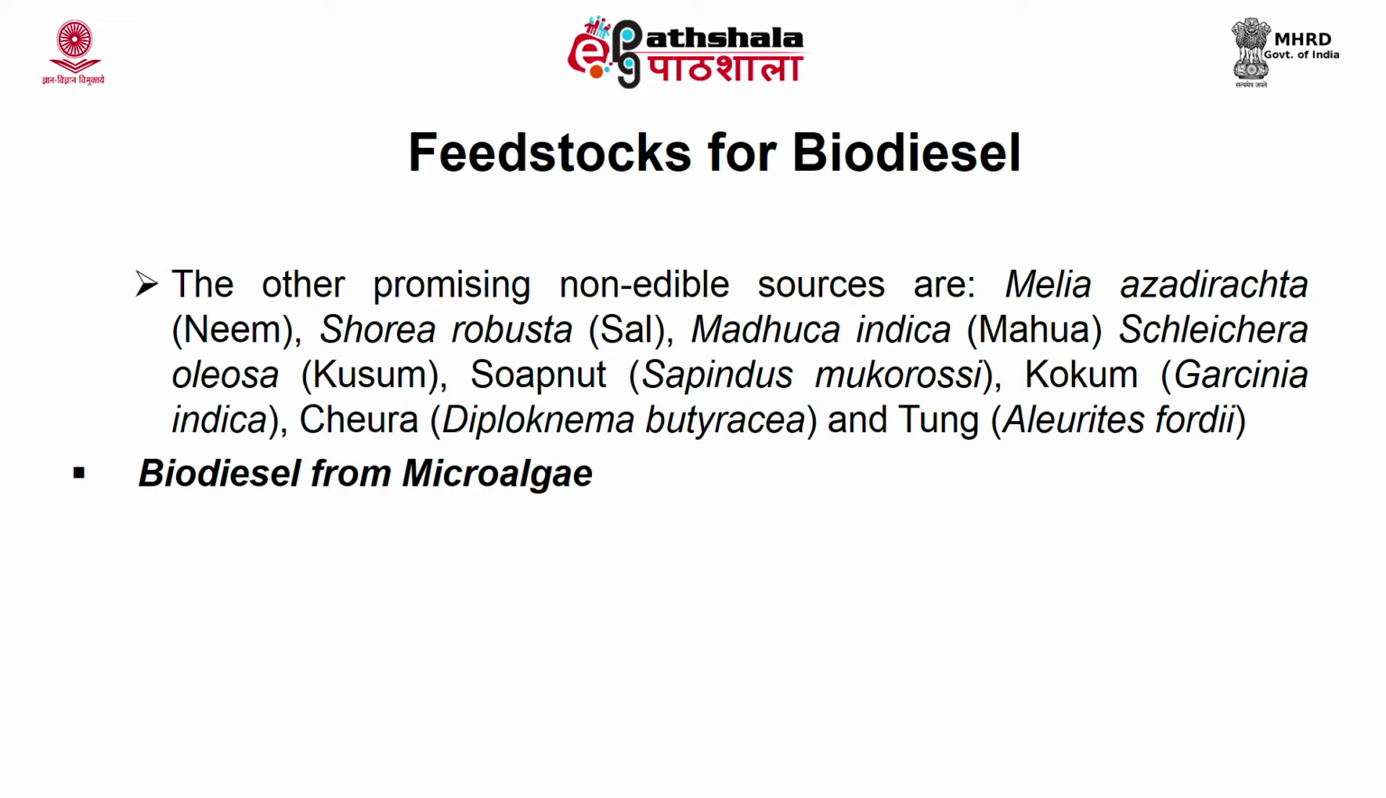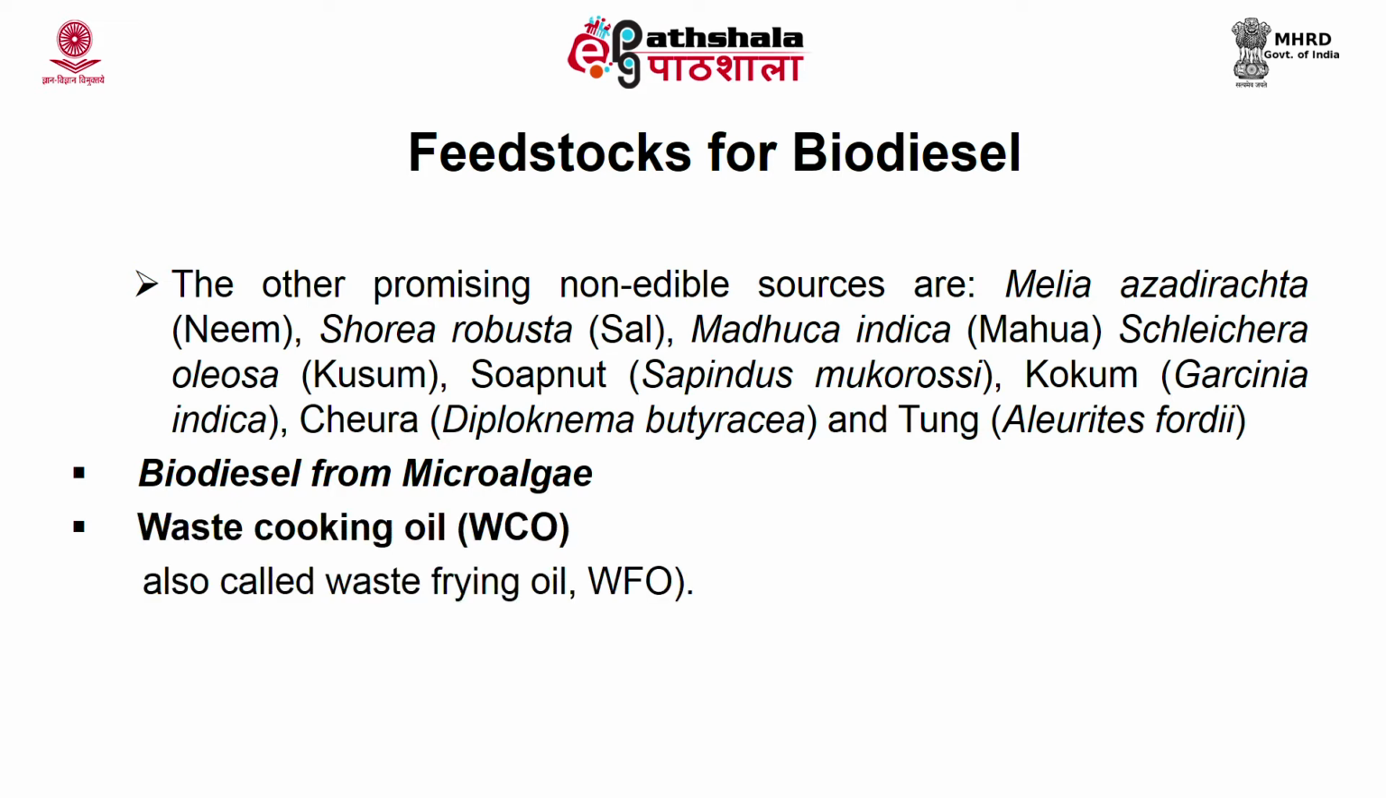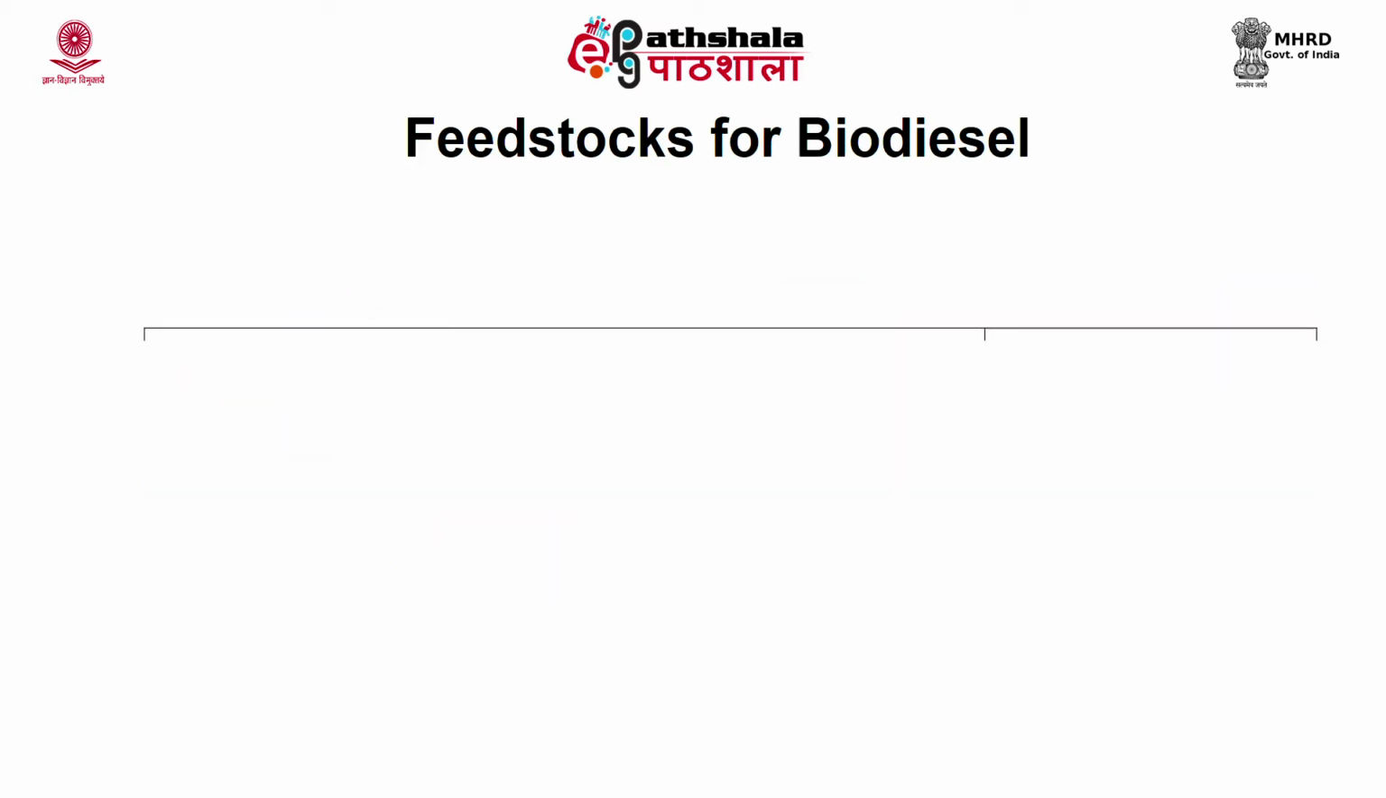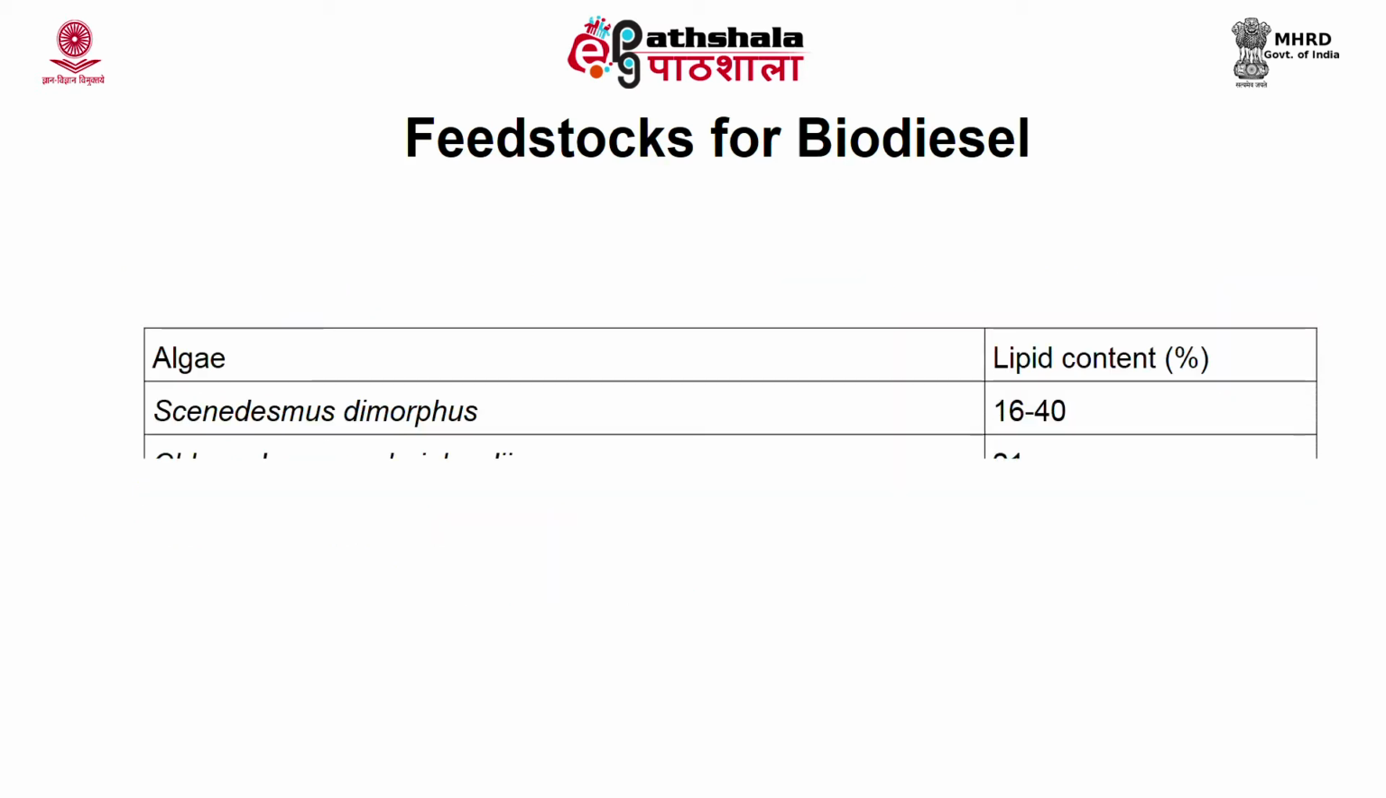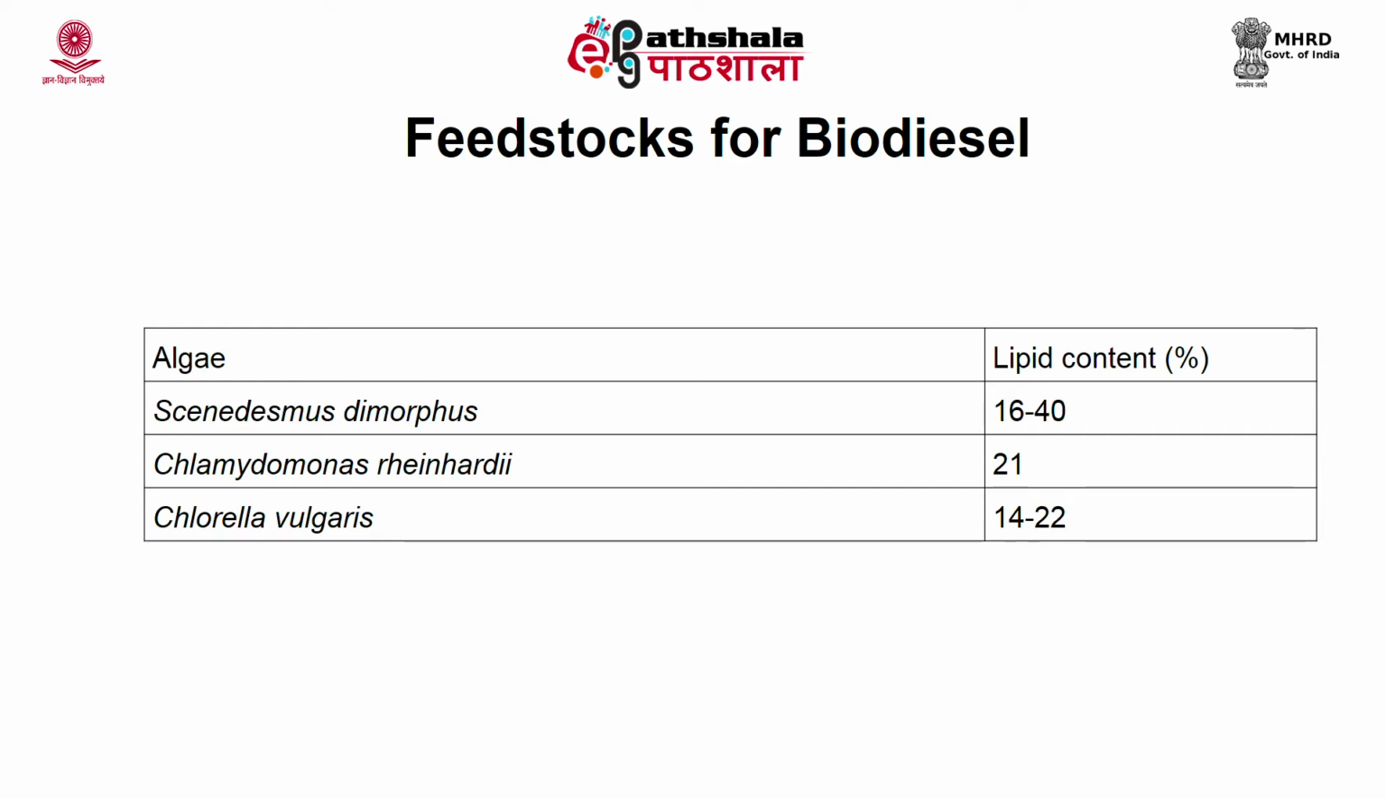Biodiesel can also be produced from waste cooking oil, that is the oil which is left over after cooking, mainly after chips production and other frying activities. So, it is also designated as WCO, which is waste cooking oil, or WFO, which is waste frying oil. Biodiesel production can also depend on microalgae: Scenedesmus dimorphus, Chlamydomonas reinhardtii, Chlorella vulgaris. They have a lipid content of around 15 to 40%.